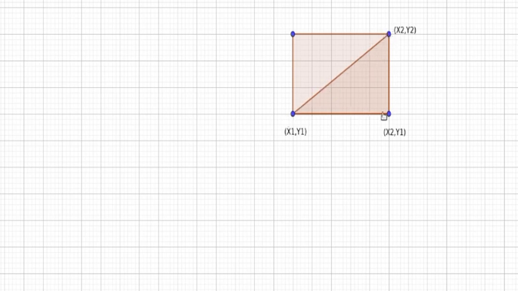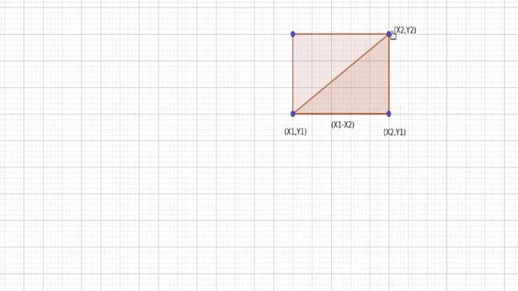Before that, what is the length of the rectangle? See here, the distance between the points (x1, y1) and (x2, y1): the y coordinates are the same, so the difference in their x coordinates is the length of the line, right? So the length of the rectangle is equal to x2 minus x1 or x1 minus x2. That is, this distance is equal to x1 minus x2. And next is the breadth of the rectangle. See here, the breadth of the rectangle is parallel to the y-axis, so their x coordinates are the same.